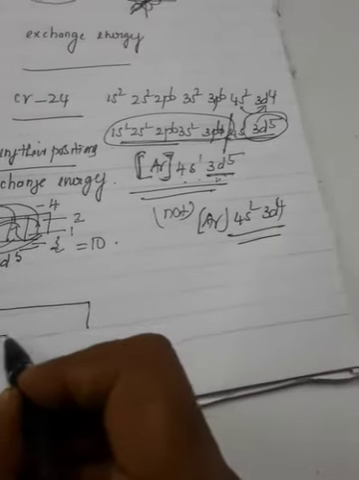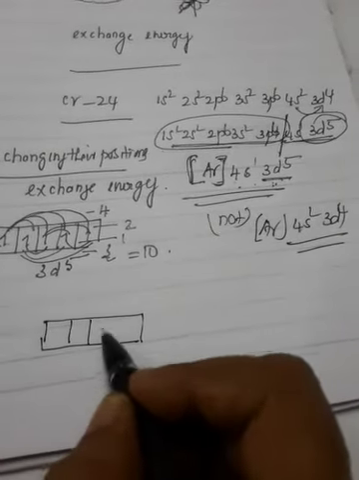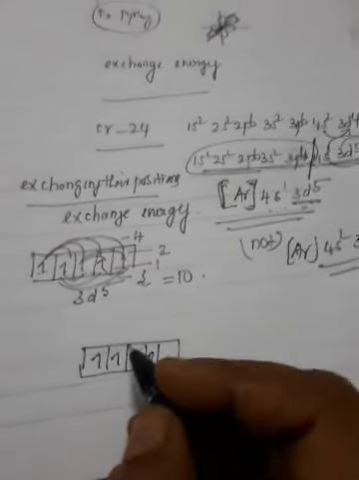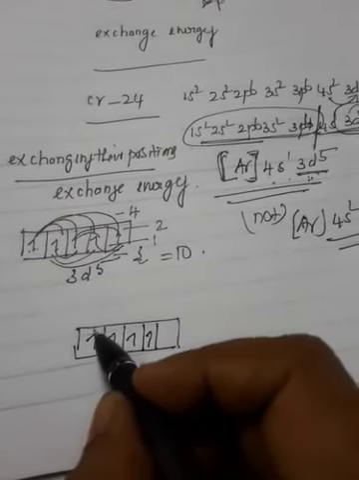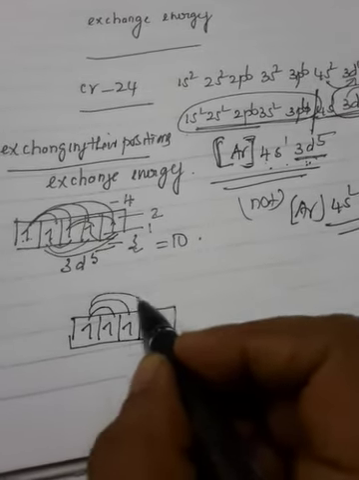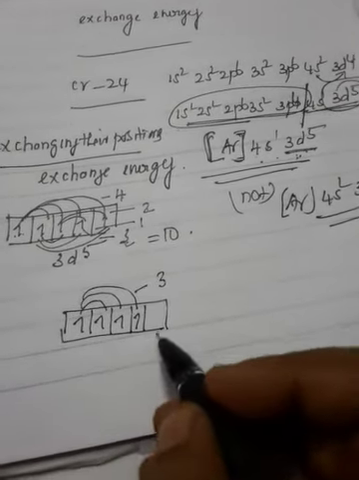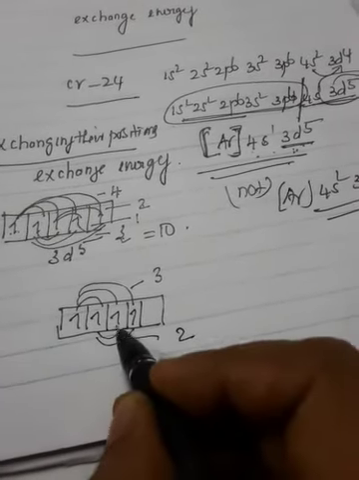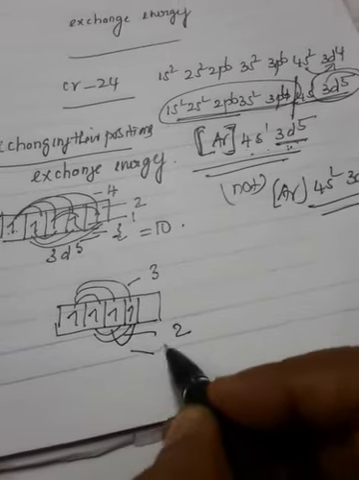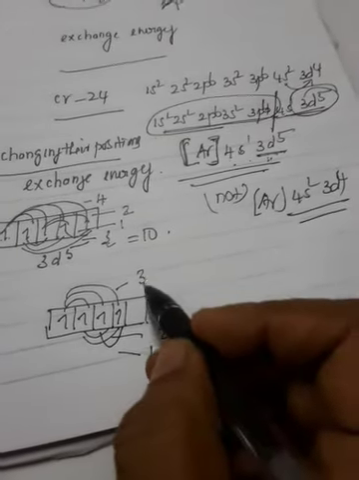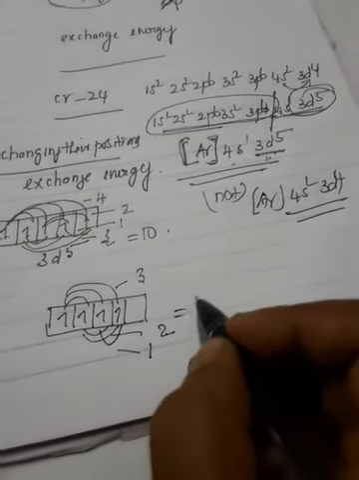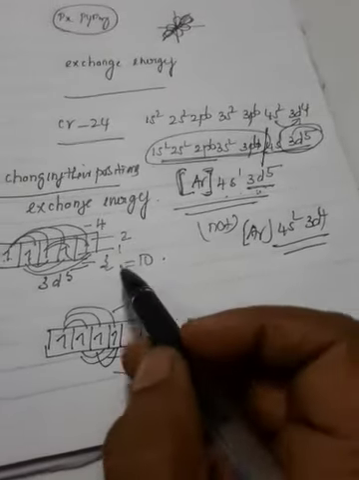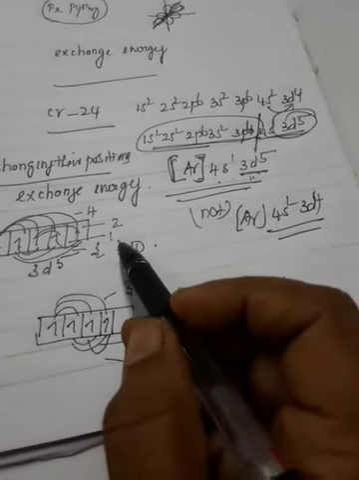Suppose, for example, you take 3d4: 4s2 3d4. 1 2 3 4 5. 1 2 3 4: only 4 electrons are present. See the first electron, 1 2 3: 3 exchanges are possible. Second electron, 1 2: 2 exchanges possible. Third electron, only 1, so 1 exchange. So how much? 3 plus 2 is 5, 5 plus 1 is 6. Only 6 exchanges are possible for partially filled, but for half filled 10 exchanges are possible.